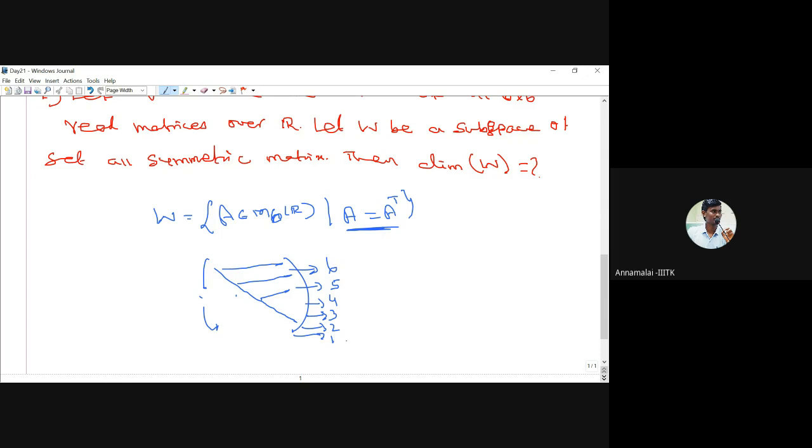Now what is the number of unknowns? You have to sum it: 1 plus 2 plus 3 plus etc. plus 6. And this is nothing but 6 into 6 plus 1, over 2, that is 7 by 2. You can cancel this. This is 21. Therefore, the dimension of W is nothing but 21.